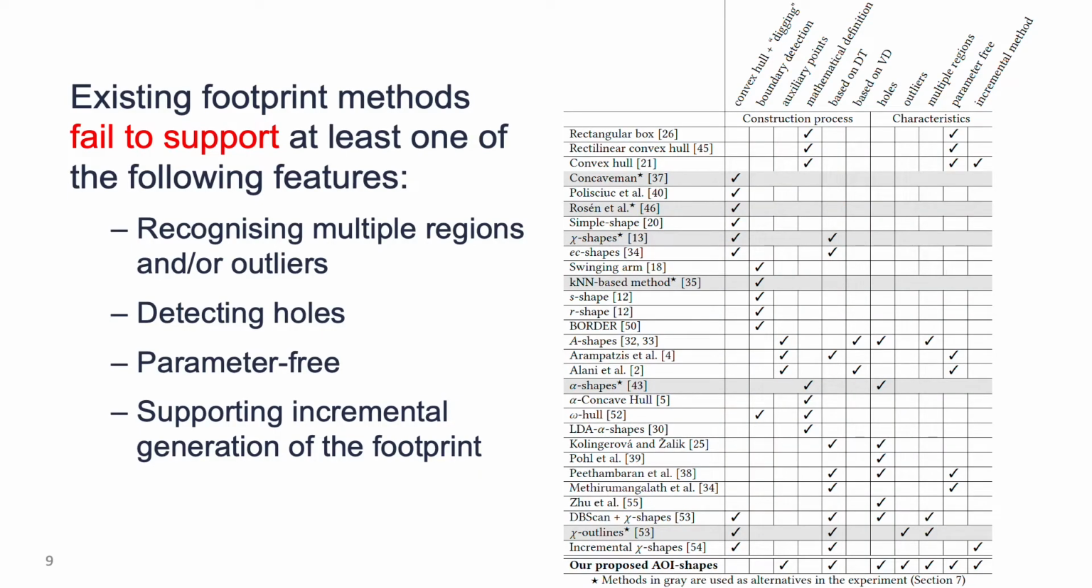In our paper, we summarize 30 footprint methods as shown in the table, including the main construction process of each method and the characteristics of the generated boundary. The characteristics include whether they can detect holes, recognize outliers, recognize multiple regions, whether they are parameter-free, and whether they support incremental methods. Unfortunately, we found that existing footprint methods fail to support at least one of these features, and our proposed AOI-shapes is able to support all of them.